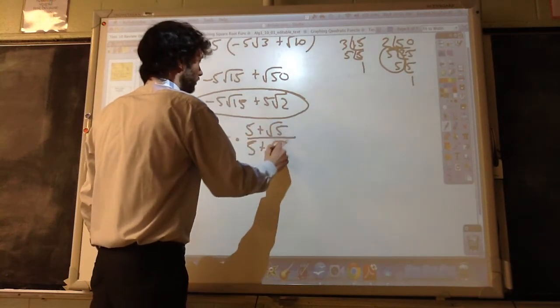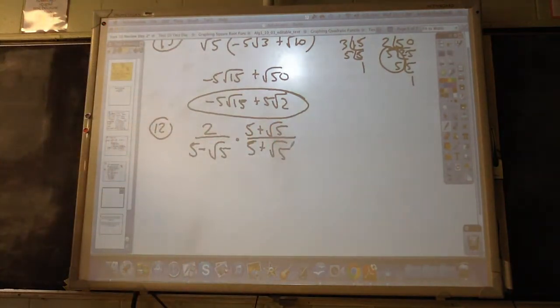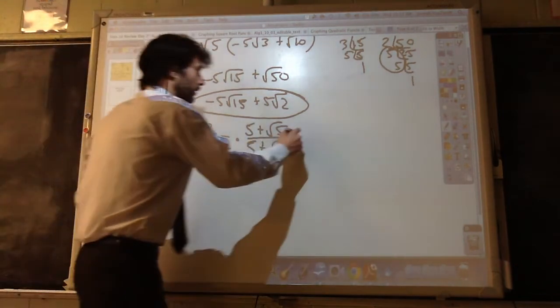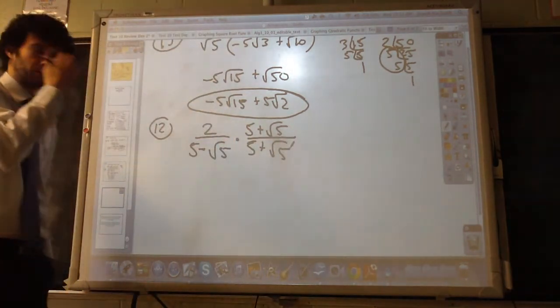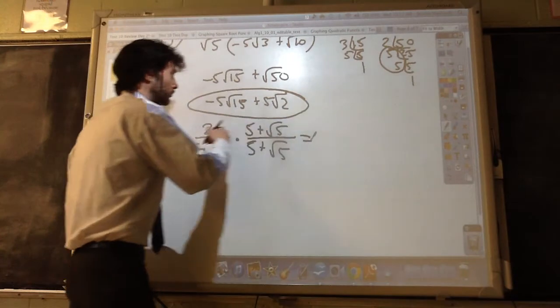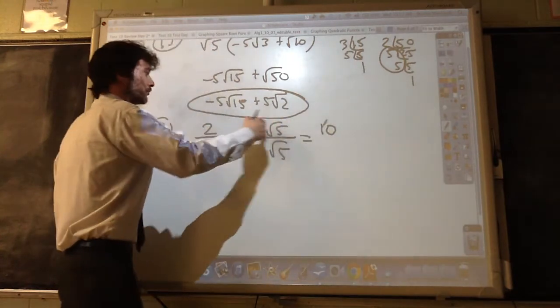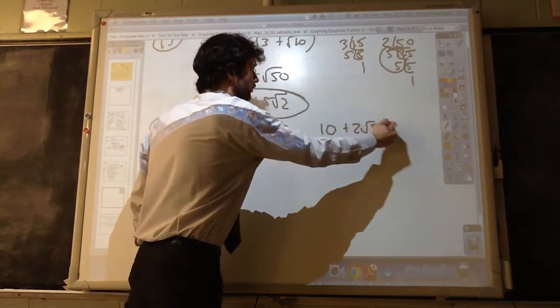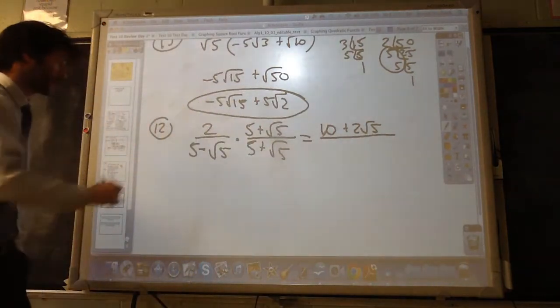So just remember, if you got a binomial on the bottom, and it's got a radical in it, it's going to take the conjugate to fix it. It's the only way. On the top, this is actually a pretty easy conjugate problem, really, when you get right down to it. On the top, 2 times 5 is 10. 2 times the square root of 5 is 2 times the square root of 5. On the bottom, we FOIL.